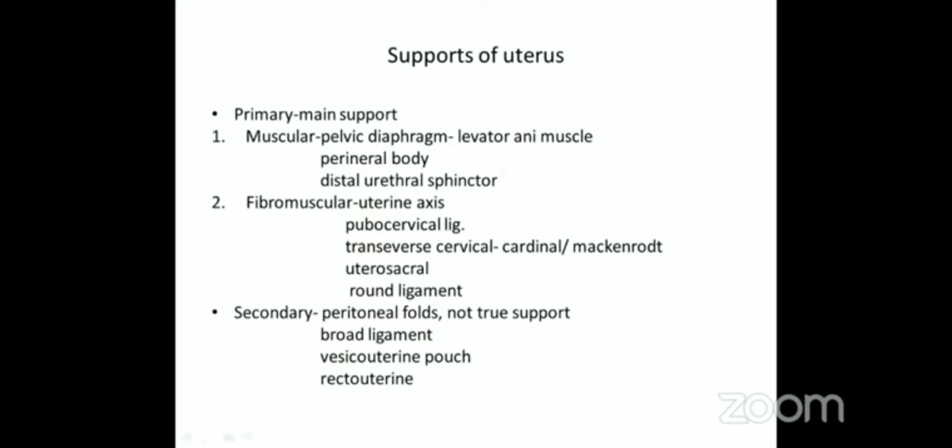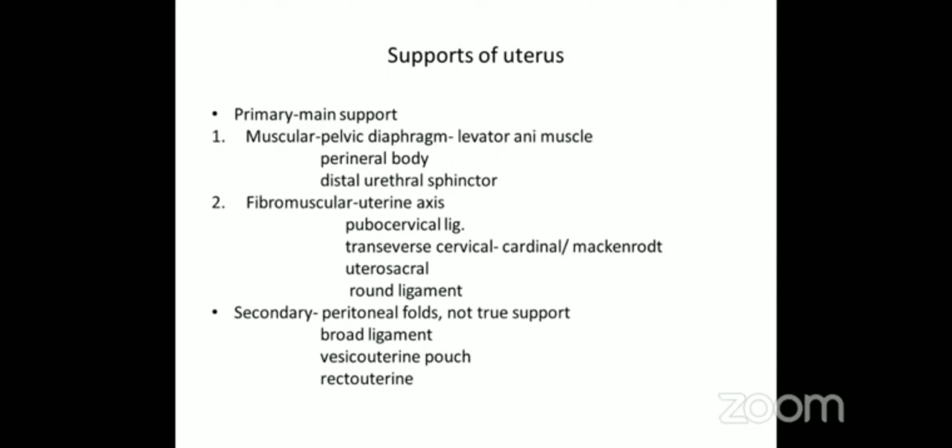Then there are ligaments: pubocervical, and then, very important, transverse cervical. See, the name itself suggests pubocervical, so it will be from the pubic bone, so it is anteriorly placed. Transverse cervical is on the lateral aspect of the uterus. It is a very important main support, so it is called the cardinal ligament, or also called Mackenrodt's ligament. Uterosacral will be on the posterior side, going towards the sacrum. And there is the round ligament from the anterior-inferior aspect of the attachment of the fallopian tube.